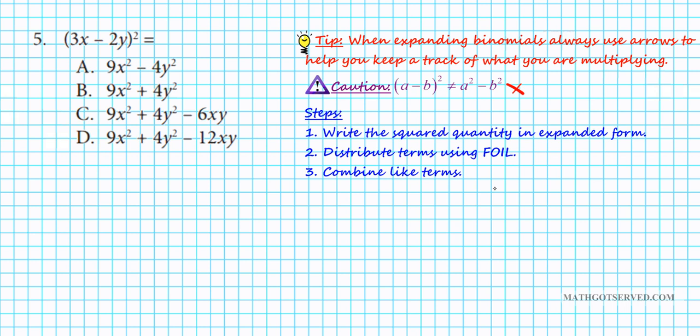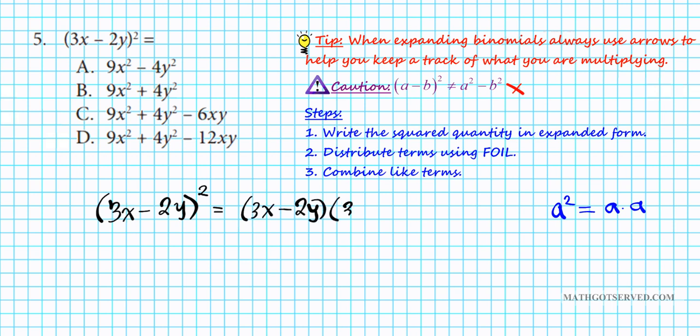We're going to write the squared quantity in expanded form. Okay, this is the condensed form of a product, of an exponent. After writing it in expanded form, we're going to distribute the terms using FOIL, and then we'll combine like terms, and that will give us our final result. All right, so for this problem, we have 3x minus 2y quantity squared. If I want to write this in expanded form, what is it going to be? Remember, a squared is the same thing as a times a. This is the expanded form of an exponent. So 3x minus 2y squared is the same thing as the quantity 3x minus 2y times itself, 3x minus 2y. So you write it in expanded form first.